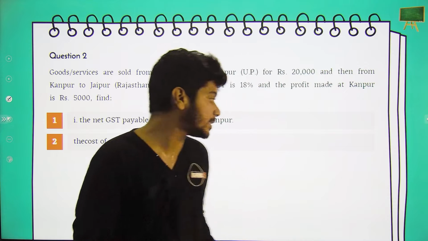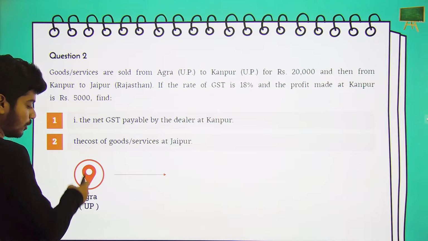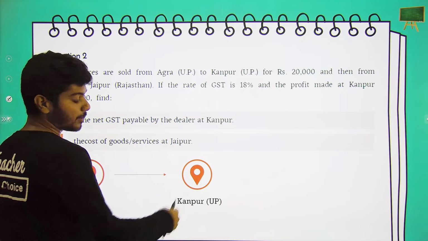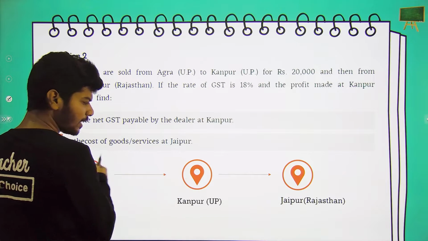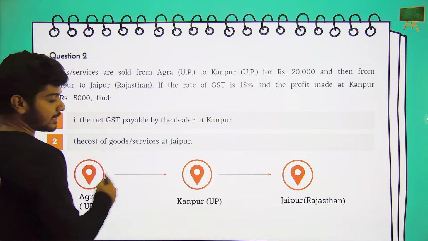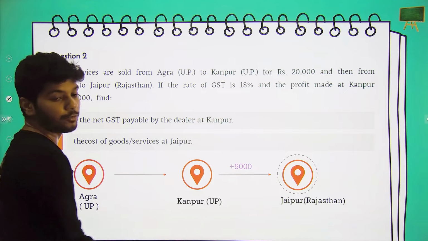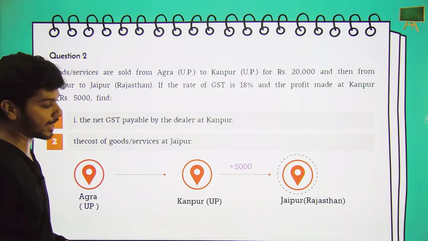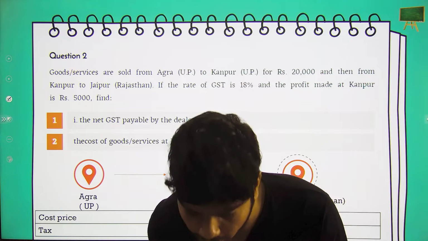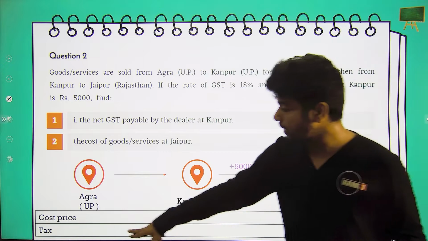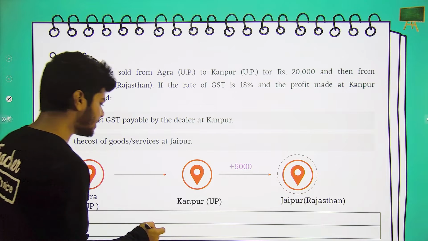See how to tackle the question. First, we will make the chain. The goods are sold from Agra to Kanpur, and then from Kanpur we are selling it to Rajasthan. This is that chain. Now I told you we will make two columns: the first is the cost price column, and another is the tax column. I hope these small things are visible to you. The cost price and tax are mandatory ones.